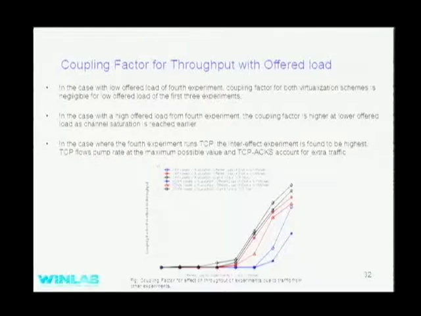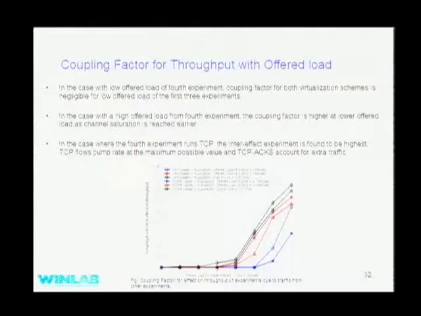The red line shows the case when the offered load of experiment 4 is high. Here the channel saturates at lower values of offered load of the first 3 experiments, and the coupling factor increases at about 5 Mbps.